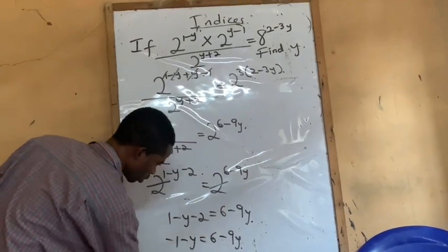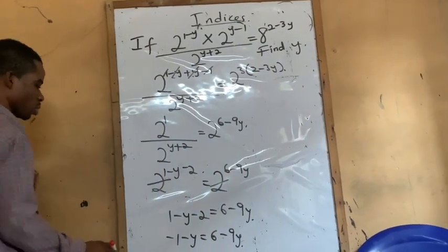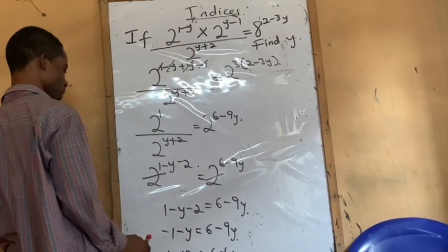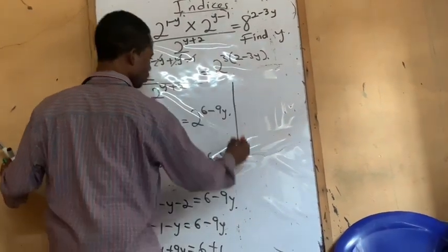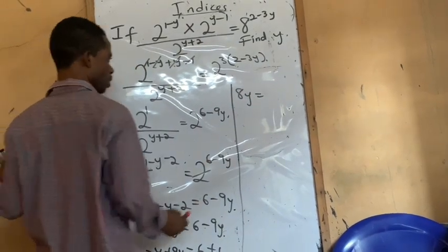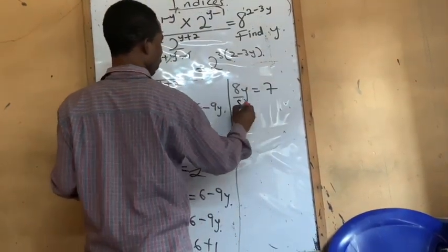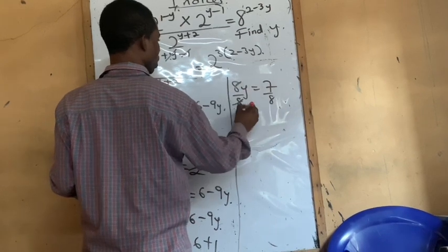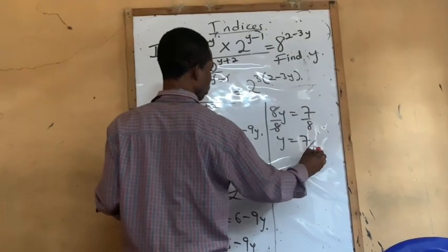So I can say, if I collect like terms, minus y plus 9y equals 6. If I bring this one here, plus 1. Minus y plus 9y is 8y equals 6 plus 1, that is 7. Over 8, over 8. And y equals 7 over 8.